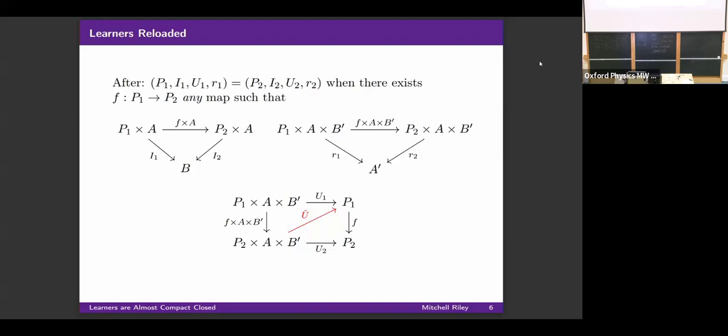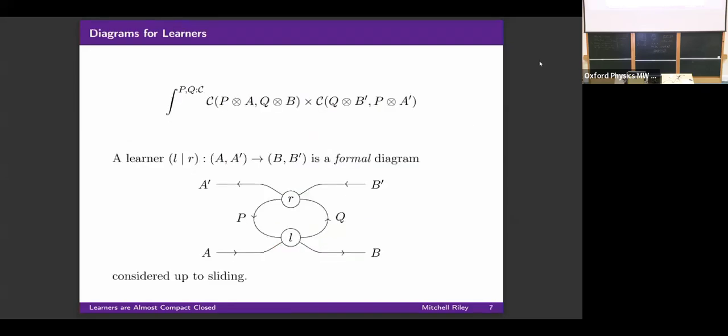Okay, what's next? So up here, this is just the same definition again. I'm going to keep putting it up there so you can look at it if you want to. How do we think about these things? It's this strange set of things. I'm going to draw these as a formal diagram that looks like this. So in this coend, we can just pick a representative of the learner that we're interested in, and say the two maps are L and R. And I'm going to draw this as a diagram like this.